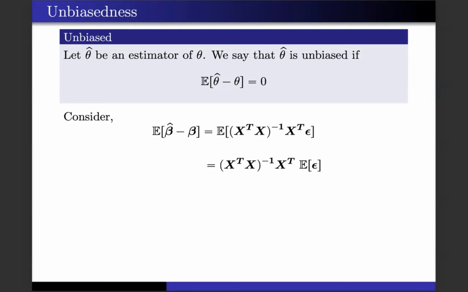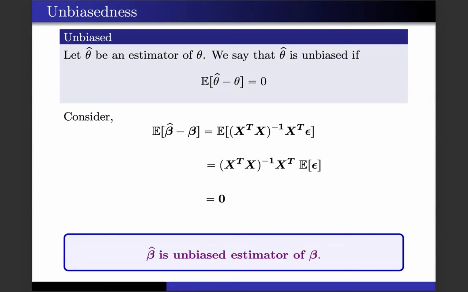We have (x transpose x) whole inverse x transpose times the expectation of the error term. We have an assumption in the multiple linear regression model that the expectation of epsilon is equal to 0. We use that assumption here and we have 0 times (x transpose x) whole inverse times x transpose, which is equal to 0. And this gives us that beta hat, which is an estimator of beta obtained using the ordinary least squares estimation method, is unbiased.